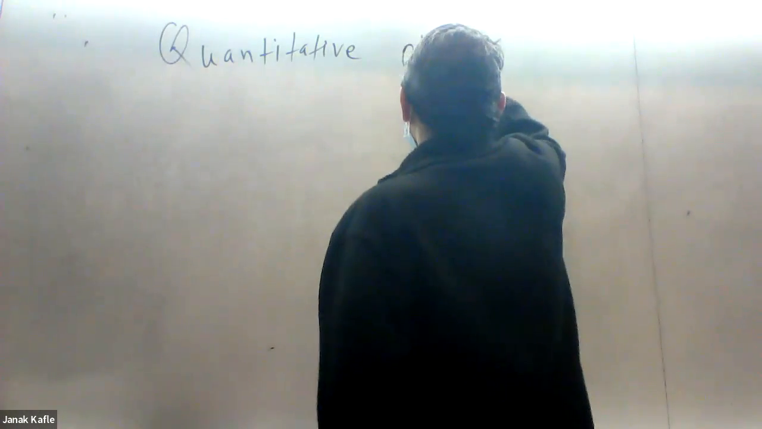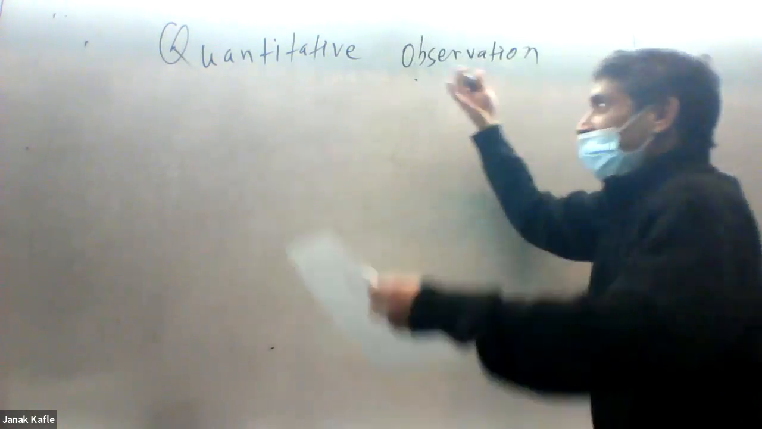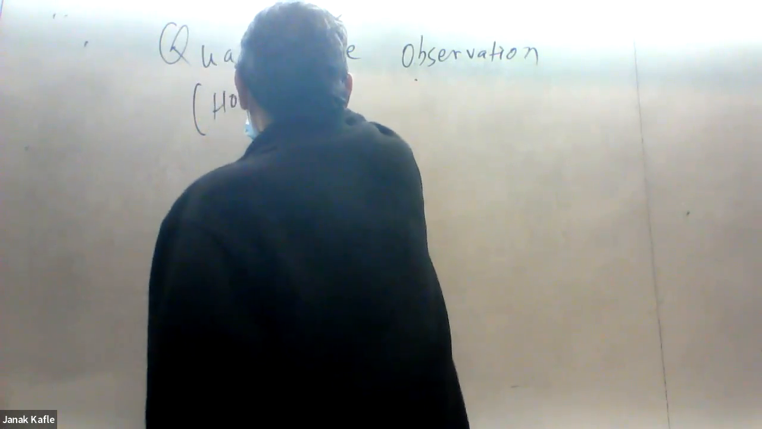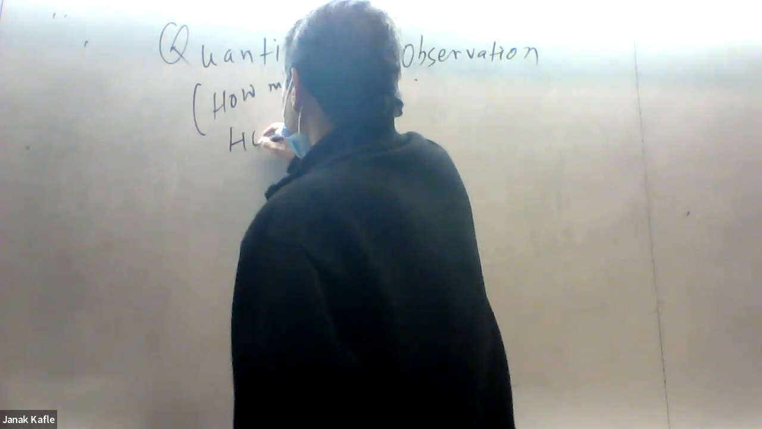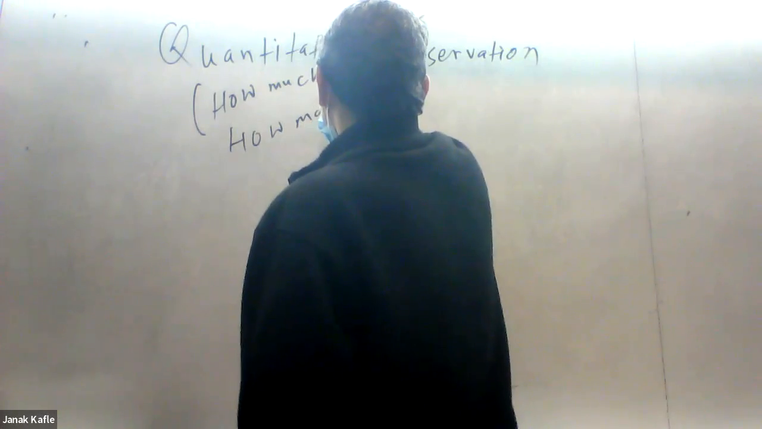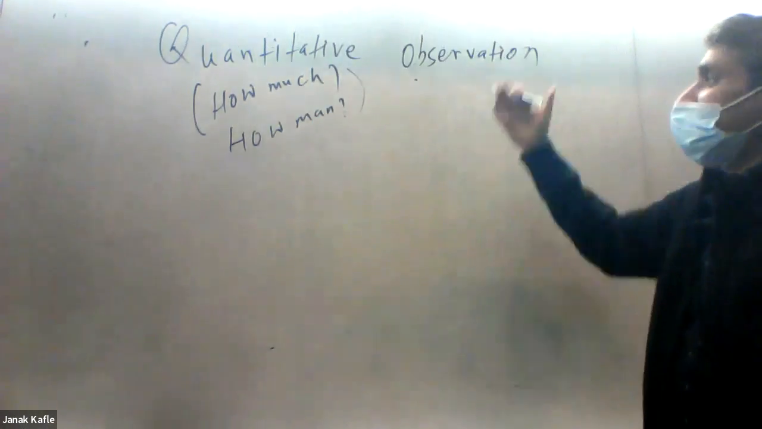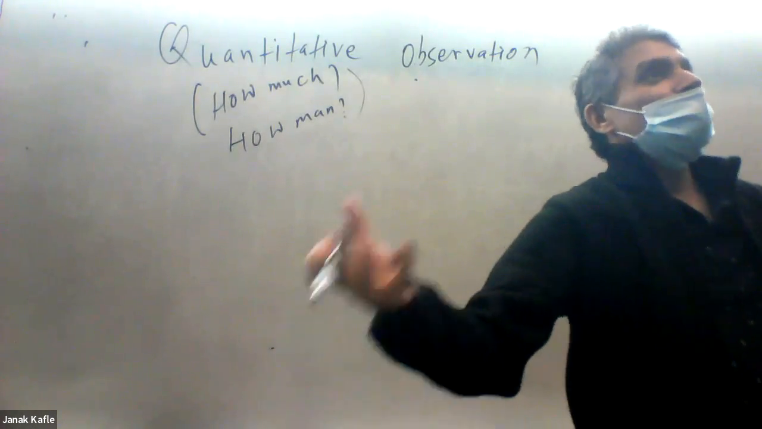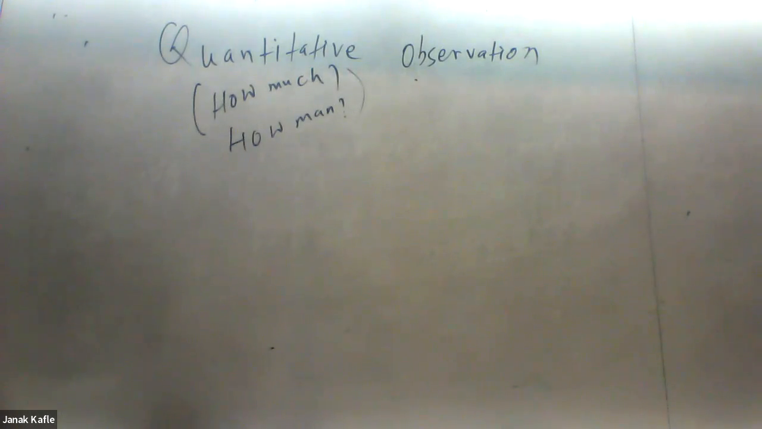One is quantitative observation. Observation means we are looking at something quantitatively. Quantitative means how much. You are basically answering how much or how many. In a quantitative observation, you are looking for how much material you measured, or how many moles of material were there. You are looking at how many or how much of the material, and that kind of observation is called quantitative observation.